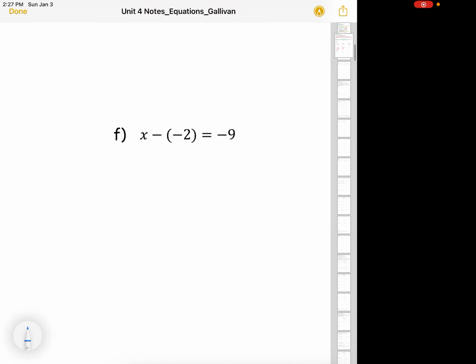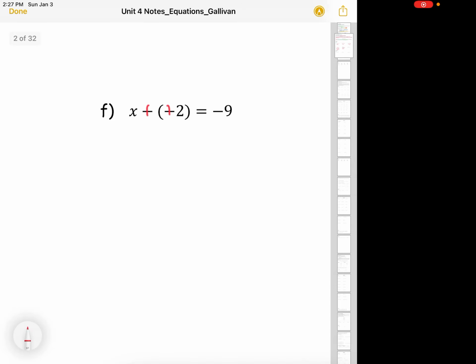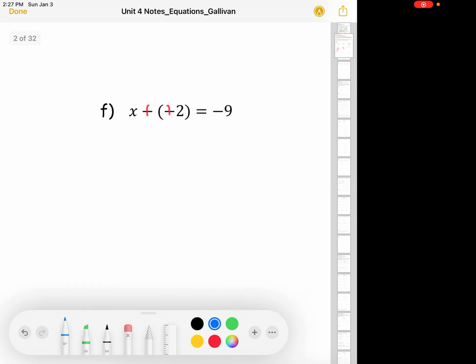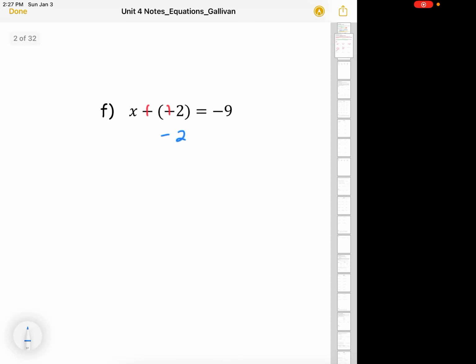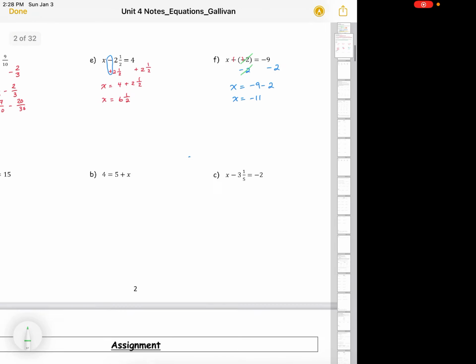Okay, let's do this one over here. Now, before we go further, let's change this. Minus a negative is plus a positive. Okay, so we actually have x plus 2, so we're going to subtract 2 from both sides. So we'll get x is equal to, well, negative 9 minus 2, which is negative 11. Okay? The positive 2 and negative 2 subtract. So be careful with your integer rules when you're doing that.